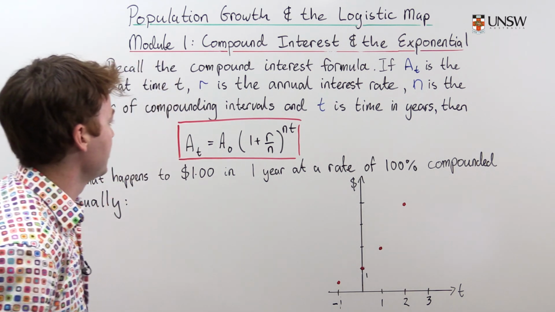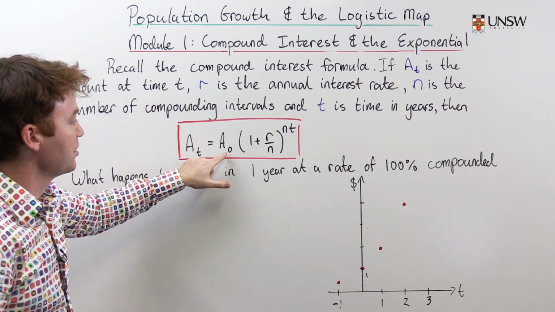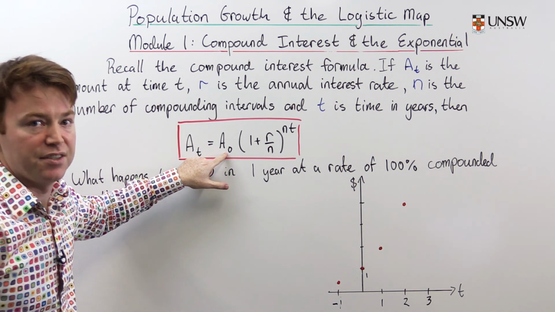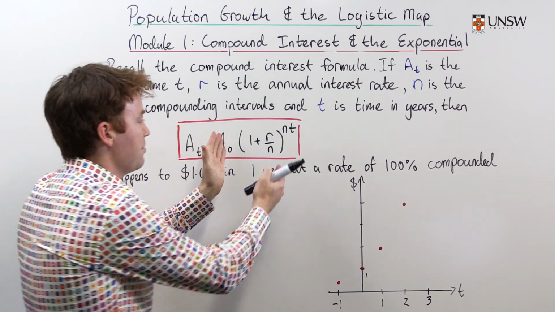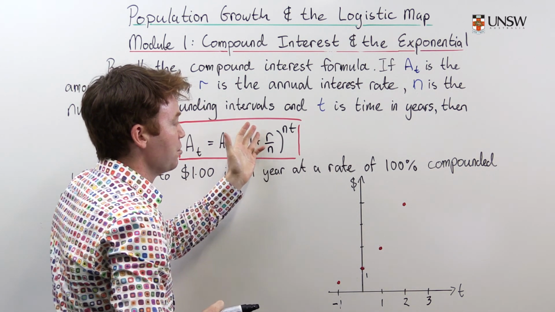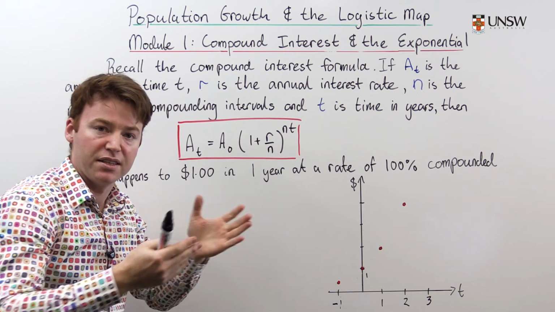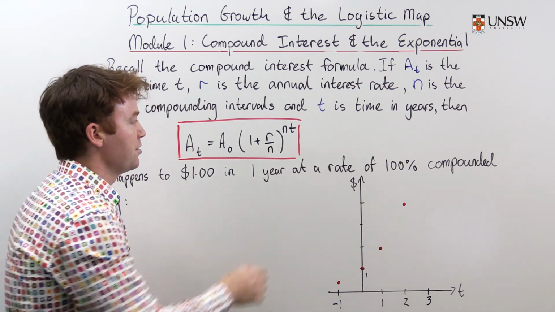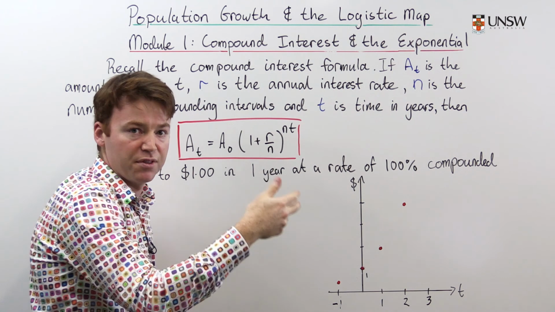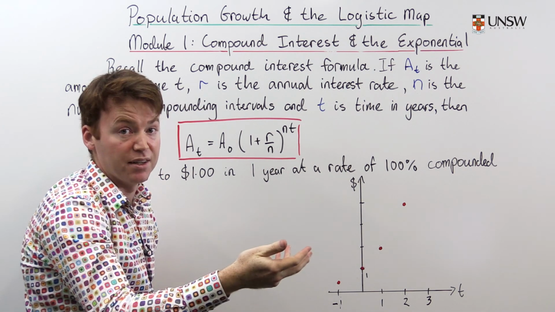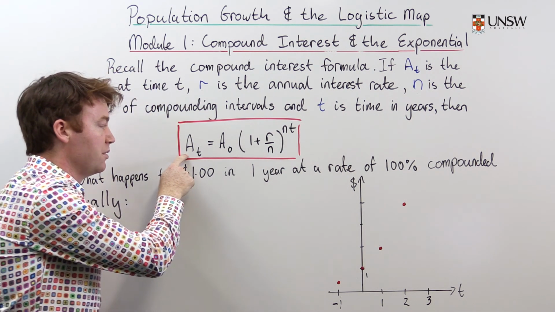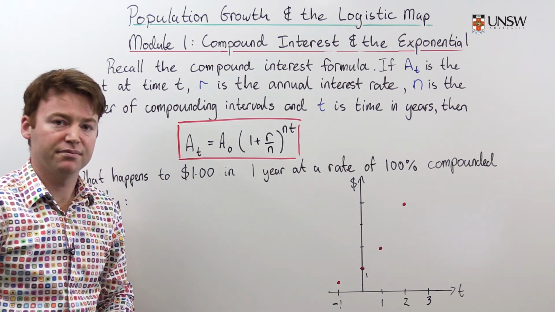And with these things known to us, we are able to say that an original amount, A0, times by 1 plus the annual rate appropriately scaled down by the number of compounding intervals, raised to this power, which is the number of compounding intervals per year, times by the number of years, will give you the amount at time t.